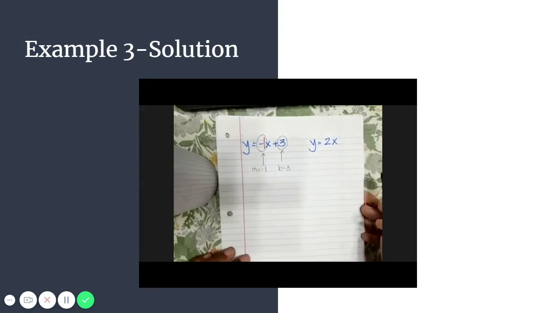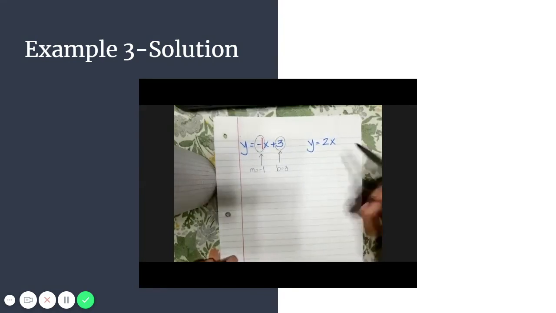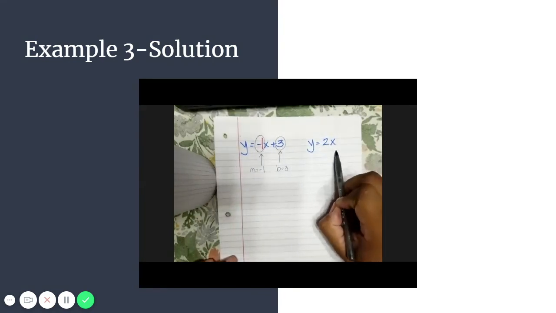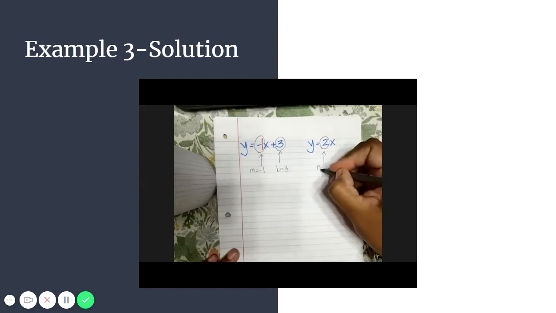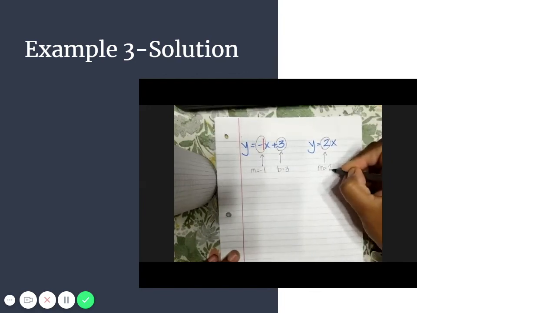Let's look at the second equation. In the second equation, we have y equals 2x. So we can easily find the slope because the slope is the coefficient of the x term. So here our slope is 2.